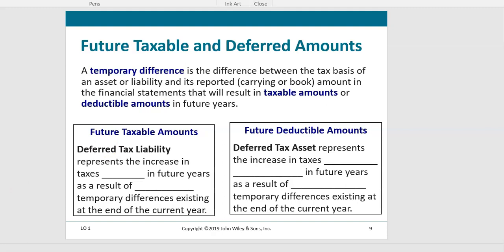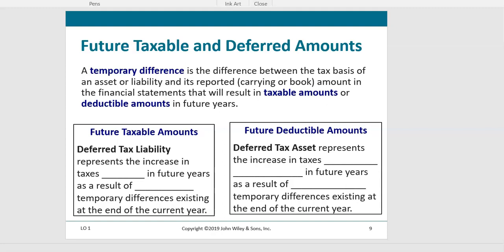About future taxable and deductible amounts. A temporary difference is the difference between the tax basis of an asset or liability and its reported, also called carrying or book amount, in the financial statements that will result in either more tax in the future, meaning taxable amounts, or less taxes in the future. We call that deductible amounts in future years.